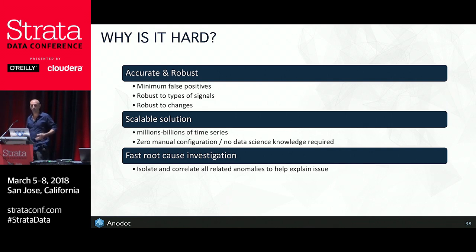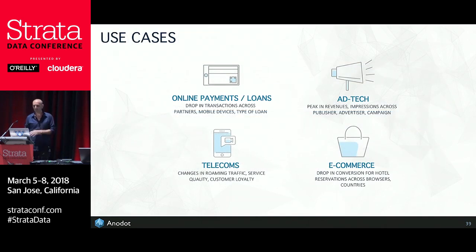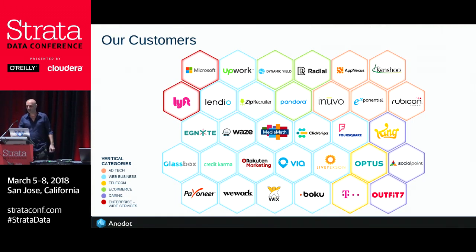And of course, the last one is being able to investigate problems. So isolate and correlate related anomalies so you can easily explain an issue. So not just about detection, but also about explanation. Some of the use cases that we see from our customers that are very typical: online payments and loans, ad techs. The real-time aspect of ad techs is really important. Telcos and e-commerce. These are just a few interesting verticals with their use cases.